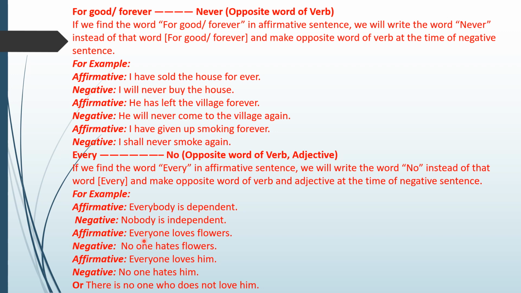Next example, affirmative. Everyone loves flowers. So instead of everyone, you will say no one. No one, the opposite of loves is hates. Love is a verb. The opposite of it is hate. So no one hates flowers. Next, affirmative. Everyone loves him. So no one hates him. Opposite of loves is hate. Everyone, no one. Or you could also write it as there is no one who does not love him.